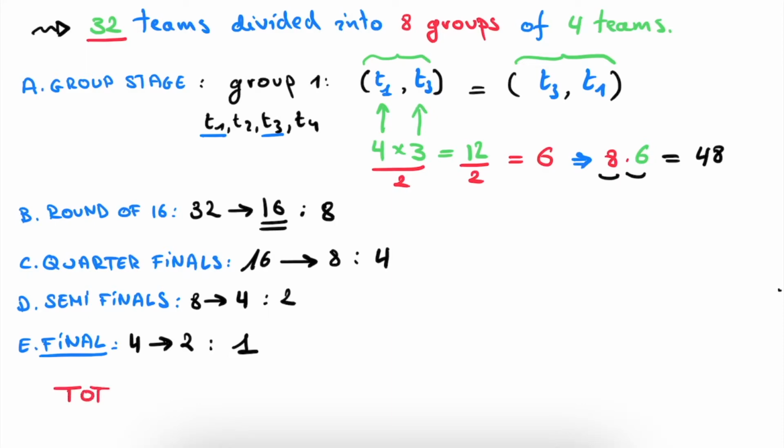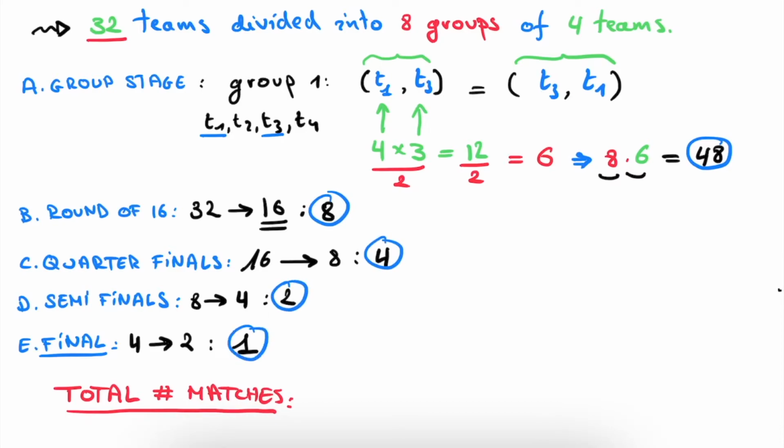So let's now go back to the initial question that we had. What is the total number of matches played in this tournament? Well, at this point, we can simply add all of the number of matches for each round together to obtain the result. So we had 48 matches in the group stage, we had 8 matches in the round of 16, we had 4 quarterfinals, 2 semifinals, and of course 1 final. And this gives us a grand total of 63 matches played in total in this tournament.